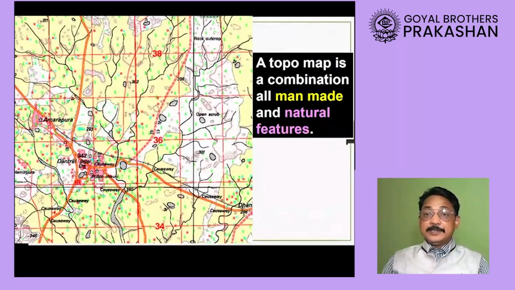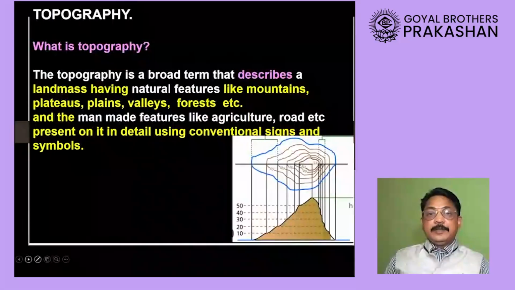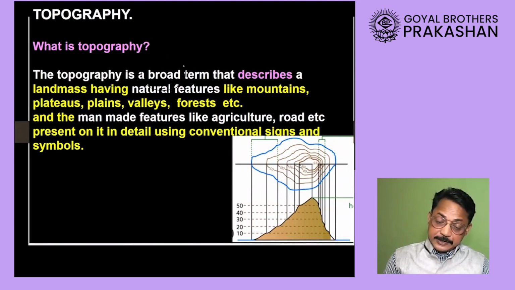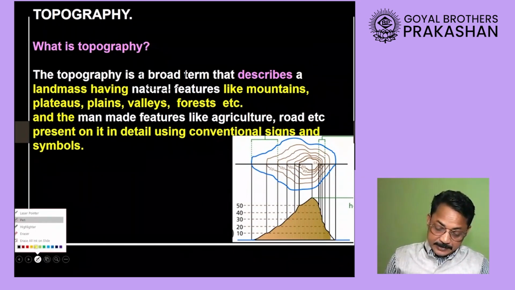It consists of physical features like mountains, plateaus, plains, rivers, barren land, and it also consists of man-made features like agriculture, roadway. Okay, so a map consisting of both these features will be called a topography map. How will we now define a topography map? So we can say that it is a broad concept, a broad idea that describes, what does it describe?